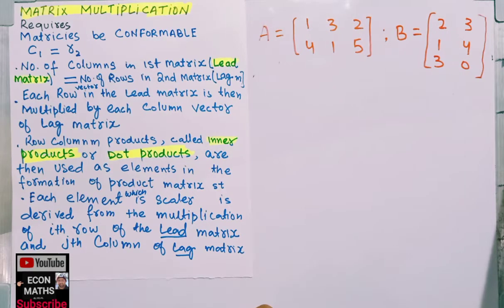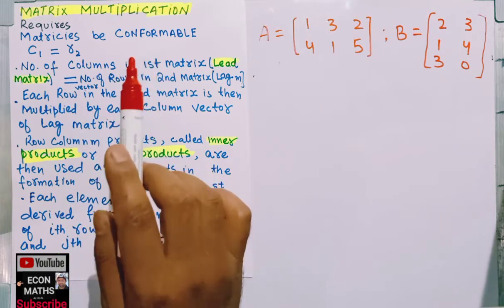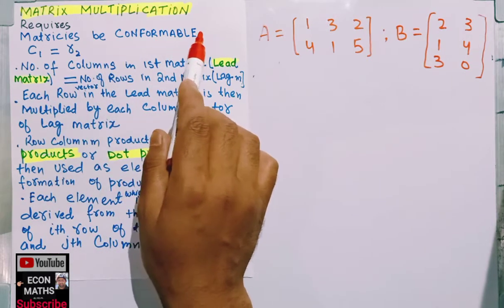Hi, this is Hilal. In this video on Mathematical Economics series, we will learn about matrix multiplication, that is, how to multiply two matrices. Now, the first condition for matrix multiplication is that the matrices must be conformable.